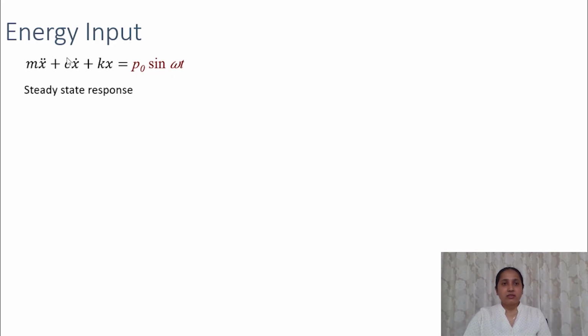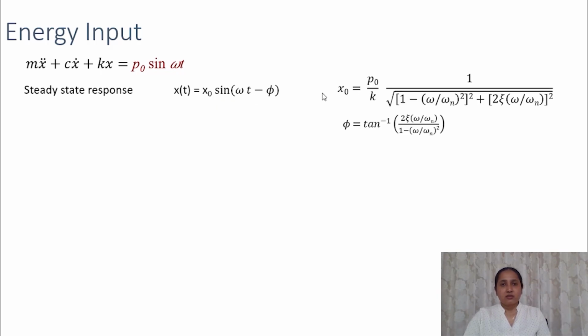We also learned that this system has two types of response, transient response and steady state response. Transient response decays in time, so after some time only steady state response will be dominant, and the steady state response is equal to x naught sine omega t minus phi. So we learned the expression for x naught, that is the amplitude of the steady state response. So we have derived this expression, and this p naught by k is equivalent to the static response.